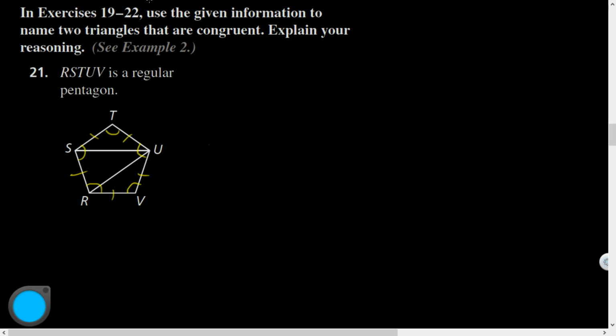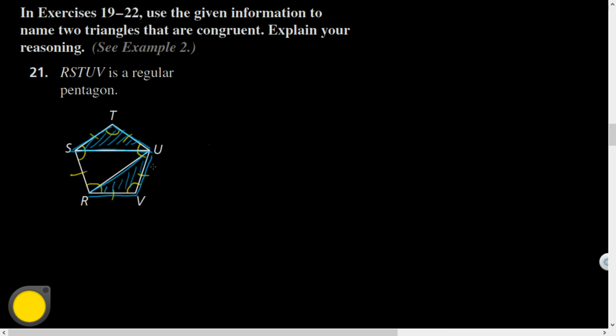Now, they're asking, name two triangles that are congruent. Do you guys have a guess as to which triangles we should aim for? Yeah. STU and RVU. I agree. Those look like some triangles that have a chance at congruence, a chance at happiness together. I think so.